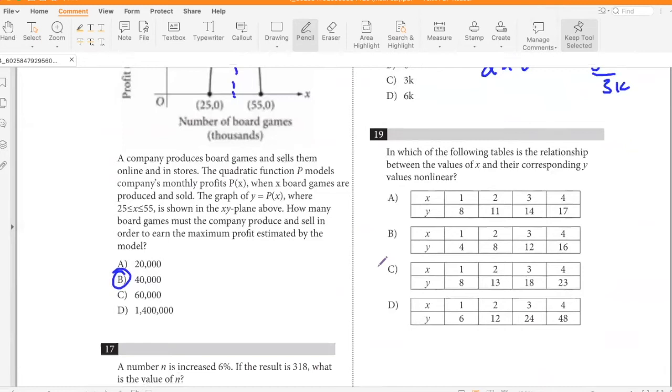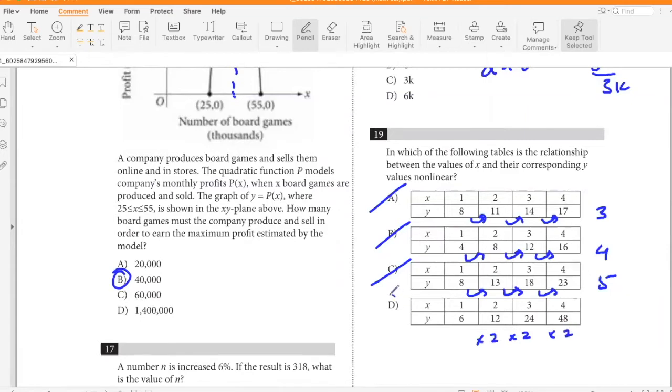In which of the following tables is the relationship between the values of x and their corresponding y values non-linear? Okay. So here the values are increasing by a constant 3. So this is linear. Here it's constant 4. So linear. Here it's a constant 5. So linear. And here it's a multiple of 2, right? So this is non-linear, D.